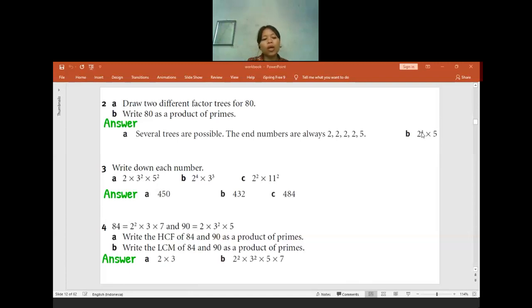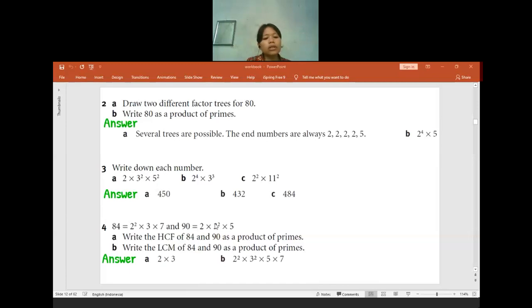Is there anyone who gets confused at number 2? Is there anyone? No? Okay, no one said anything, so I don't think anyone is confused. I will move to question 7.